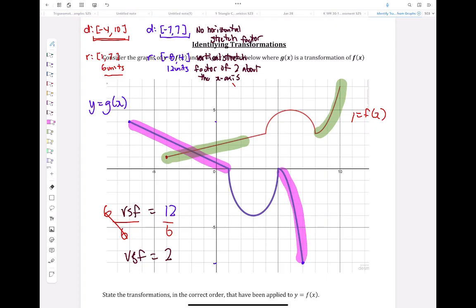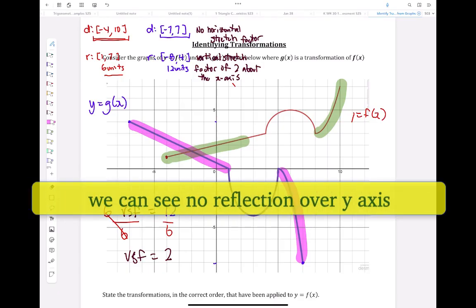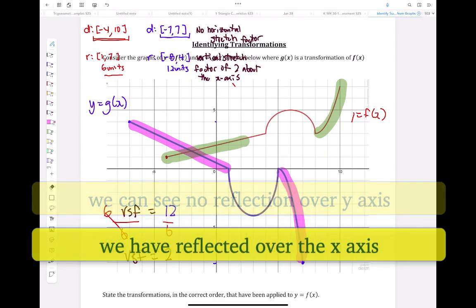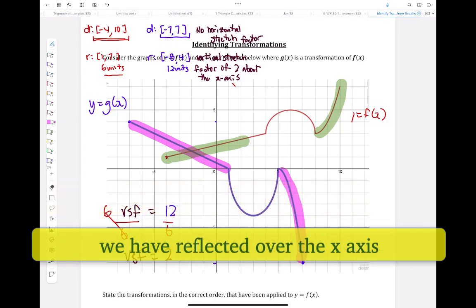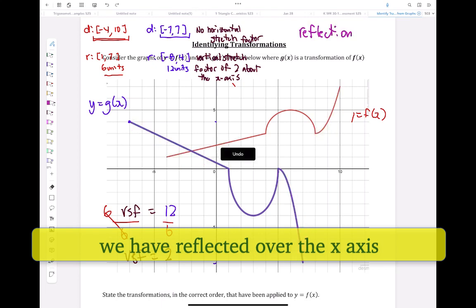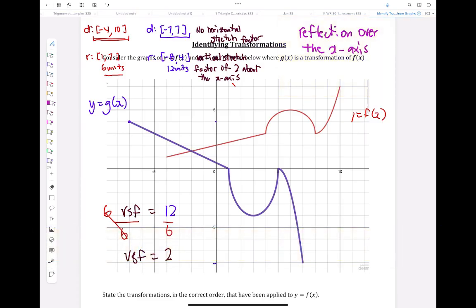That tells me there has been no reflection over the y-axis. I have not reflected this over the y-axis because it's got the same thing happening in both cases. At the same time, I can see that I have reflected over the x-axis. I can see one ramp is rising, one is falling. Likewise, I've got an arm curving up and an arm curving down. I can see I have got a reflection over the x-axis. So that's where the visual inspection part comes into play there.